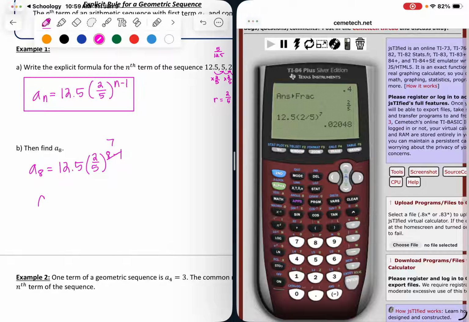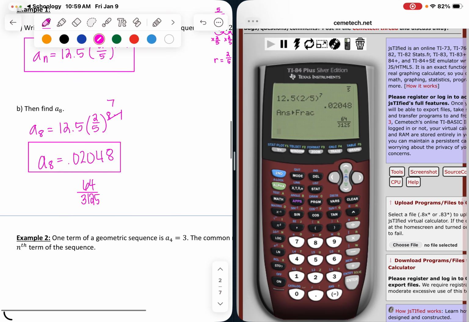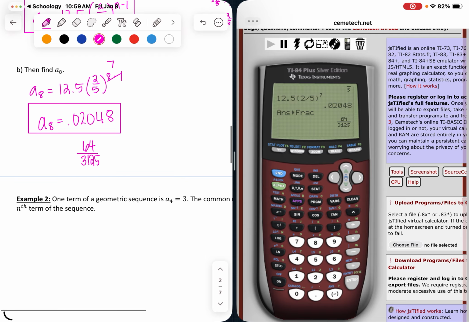And your answer is a sub 8 is 0.02048. Okay, and that is an exact answer. It's not rounded. A lot more numbers can fit on the calculator. If you wanted to write it as a fraction, you could also do that. You could hit math, enter, enter, and it tells you that it is 64 over 3125, which is also an acceptable answer. This problem had decimals in it, so I don't mind that there's a decimal answer.